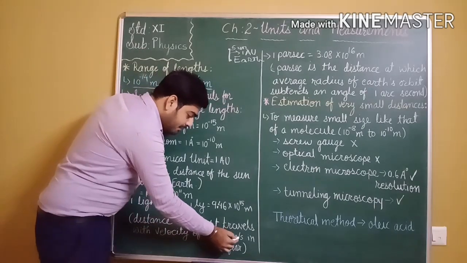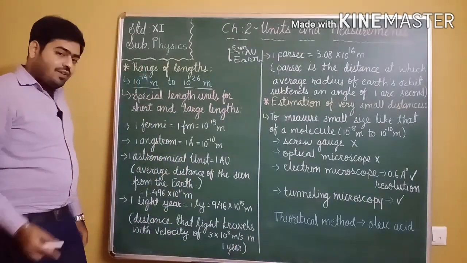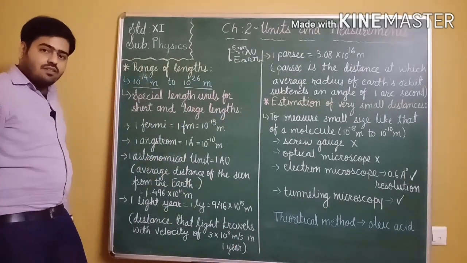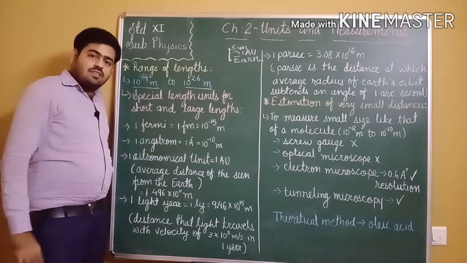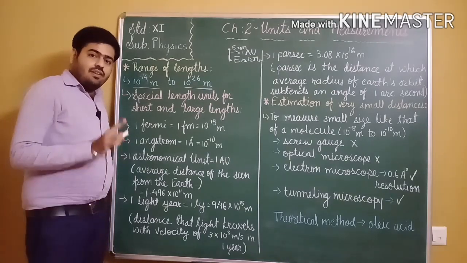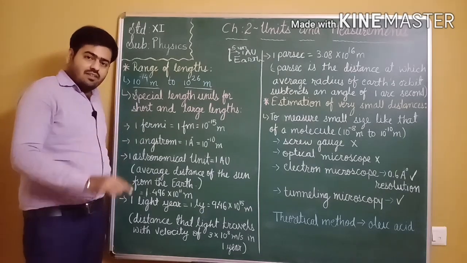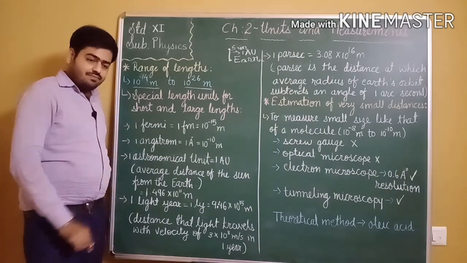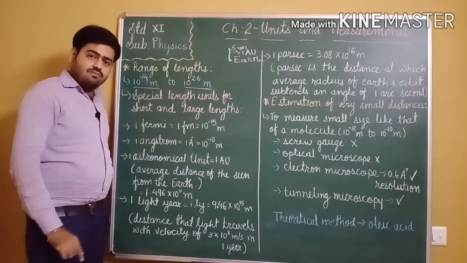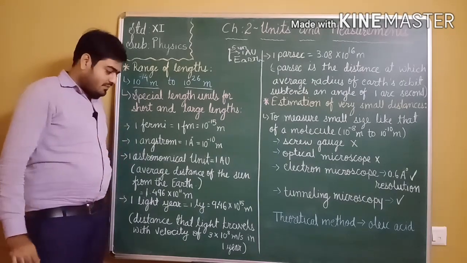Velocity, that is in meter per second. Therefore we have to convert year into second. In 1 year there are 365 days. In 1 day there are 24 hours. In 1 hour there are 60 minutes. And in 1 minute there are 60 seconds.